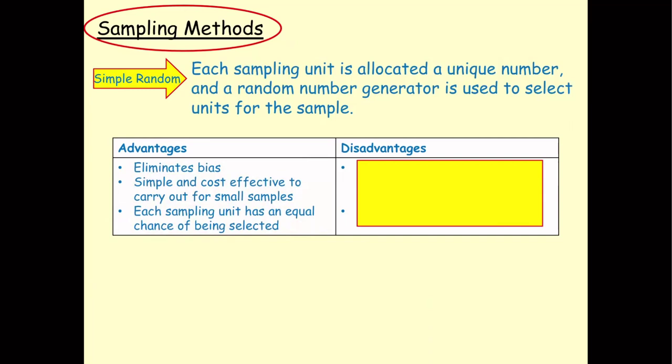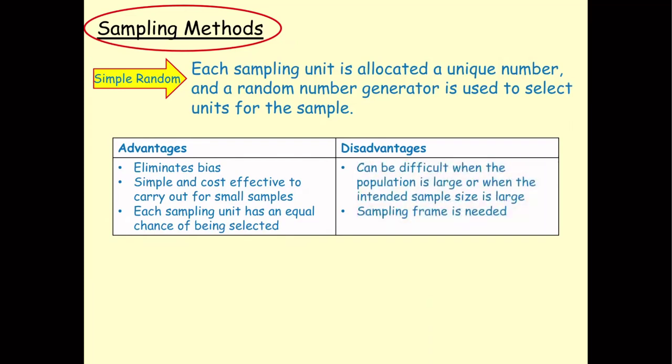The advantage is that there isn't any bias. A human could sway towards certain numbers or certain types of people. It's simple and cost effective to carry out for small samples. Everyone has access to some sort of internet or computer or a calculator. And each sampling unit has an equal chance of being selected, so it's very fair. However, the disadvantage is if the population is large or when the intended sample size is large, it can be quite difficult, as you're producing a large sample.